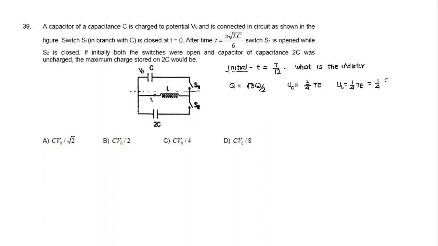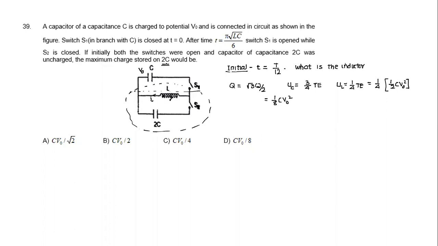And what was the initial energy? If it was charged to potential V0, energy is equal to 1 by 2 C V0 square. This was the initial energy, so the inductor has 1 by 8 C V0 square. So once the capacitor is separated, this part of the circuit will have total energy equal to 1 by 8 C V0 square. And as soon as this switch S2 is closed, the entire energy initially was here, and later on it will keep shifting. This energy will keep getting transferred between these two of them. So what we need to find is the maximum charge on 2C.